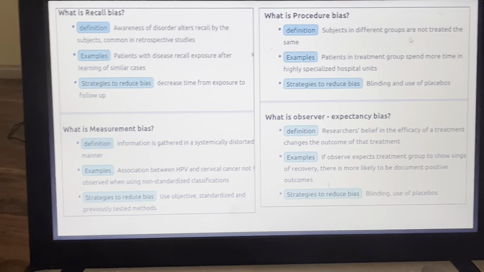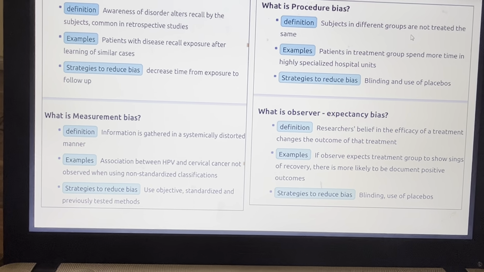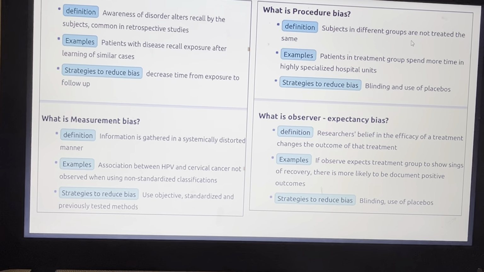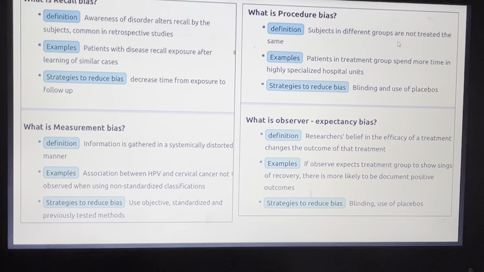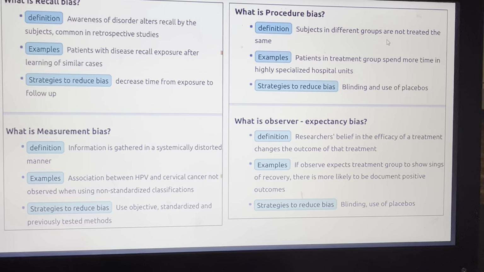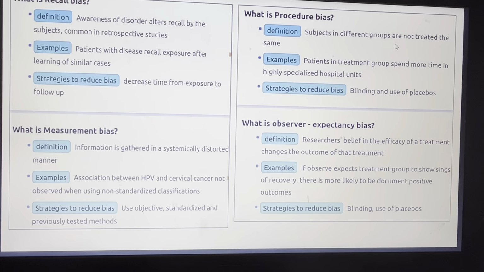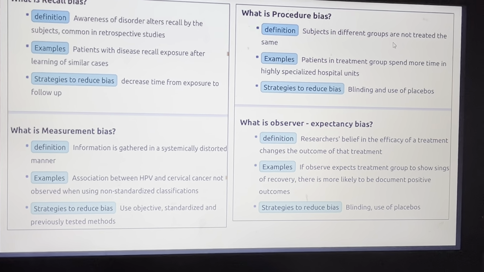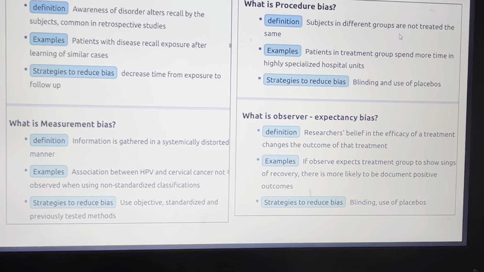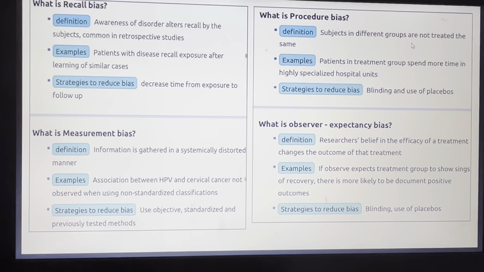And the next one is the observer expectancy bias. This bias usually occurs when the researcher's belief in the efficacy of treatment changes the outcome. So the researcher thinks this treatment will be successful, so he already believed that. If the observer expects the treatment group to show signs of recovering, they're more likely to document positive outcomes because they're only considering the positive things. How can we reduce this? By blinding and the use of placebos.